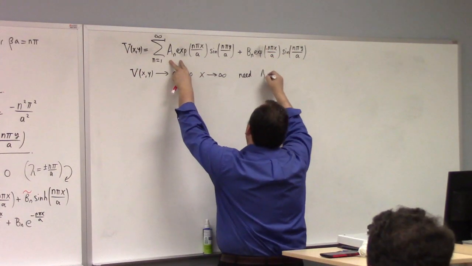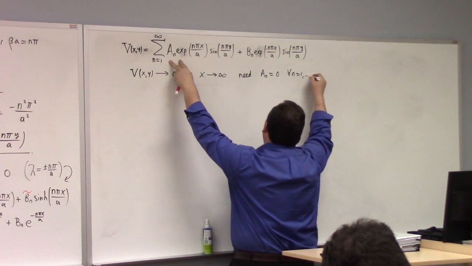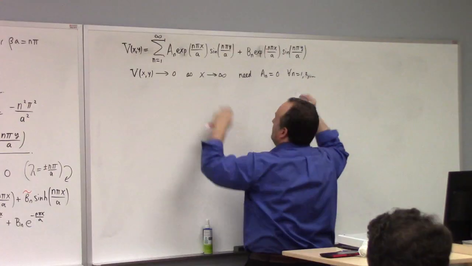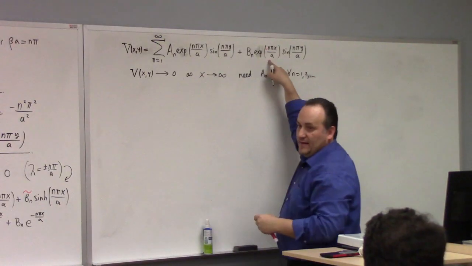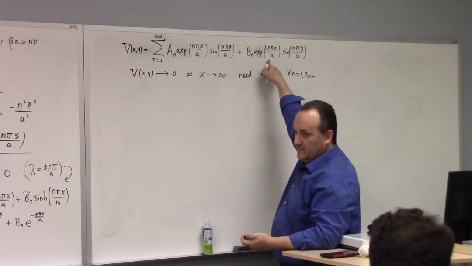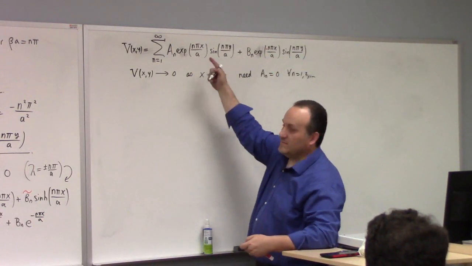We need a sub n equal to 0 for all n in order to get this boundary condition. See, because that automatically goes to 0 as x goes to infinity, because it's a negative exponential. So we're at peace with this boundary condition as long as we don't have these guys.